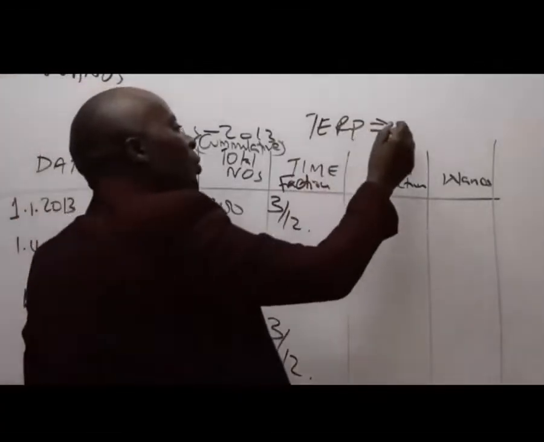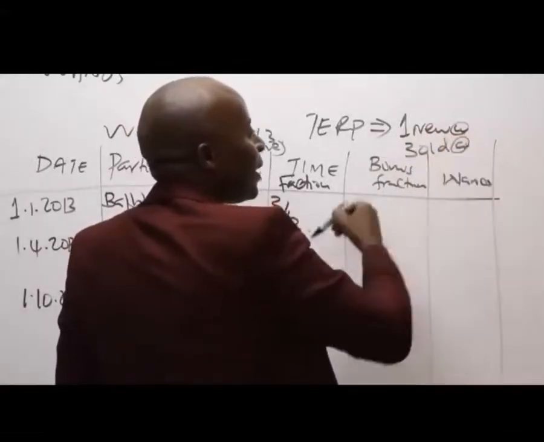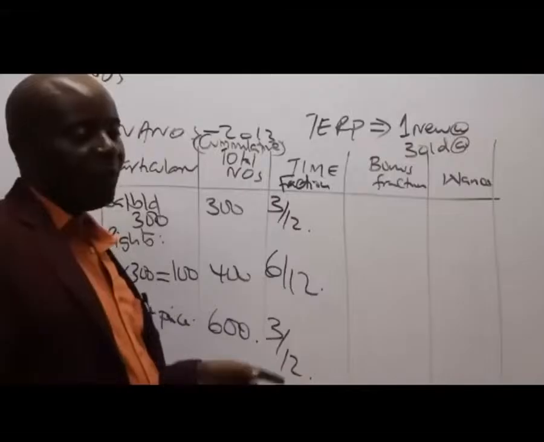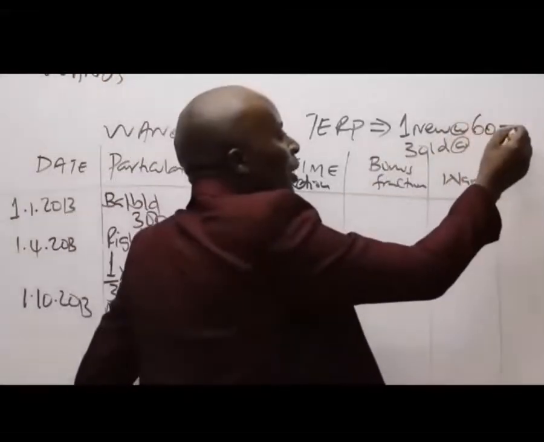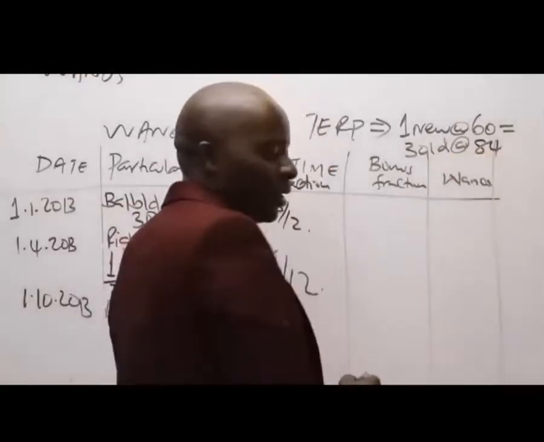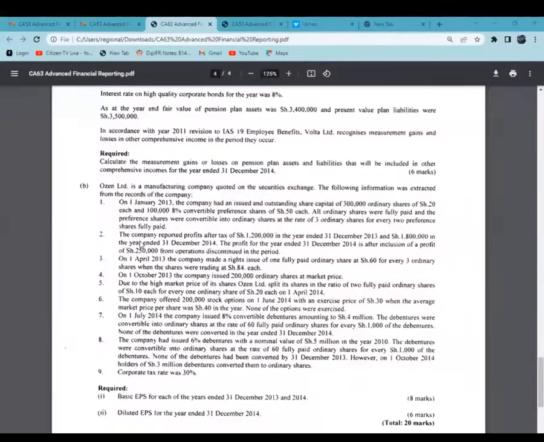The issue is 1 new for every 3 old. Have they given us their prices? How much is the 1 new share in the rights? Jabir tells me that the 1 new is 60. And the old one, Shem is telling me, is 84. These figures are given here. We are told that on 1st April 2013, the company made a rights issue of 1 fully paid ordinary share at 60 for every 3 ordinary shares at 84.